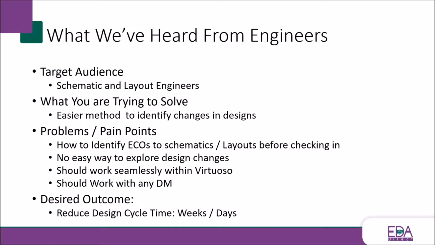So what I'd like to talk about also is what we've been hearing from our engineers and what they are trying to solve. They're really looking for an easier method to identify changes in designs. Some of the pain points are how to identify, for example, ECO changes between schematics or layouts before checking in. Currently, there are no real easy ways to explore design changes. And they're also looking for a seamless way of working within the Cadence Virtuoso environment.